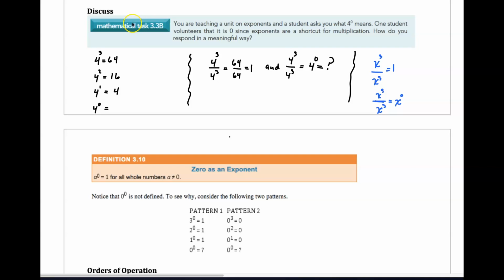We're going to continue on with chapter 3.3. We're going to look at 0 as an exponent and then end on order of operations.